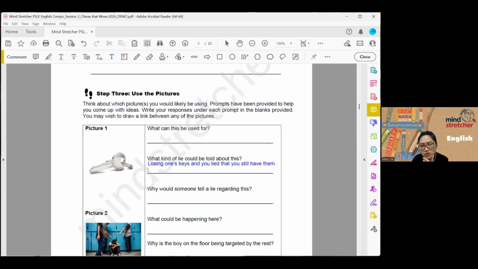Someone said, you cannot enter the house. You cannot enter the house. How is that related to a lie? Breaking and entering, how is that related to a lie? Excuse me? Please make sure you're giving me ideas related to lying. Lying. Where is the lie?